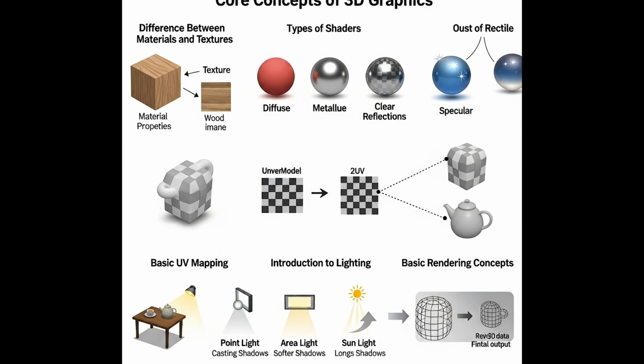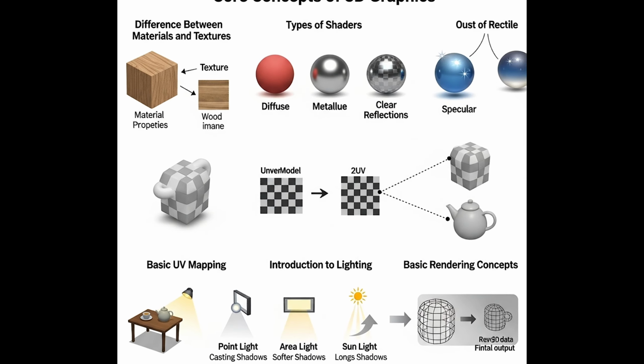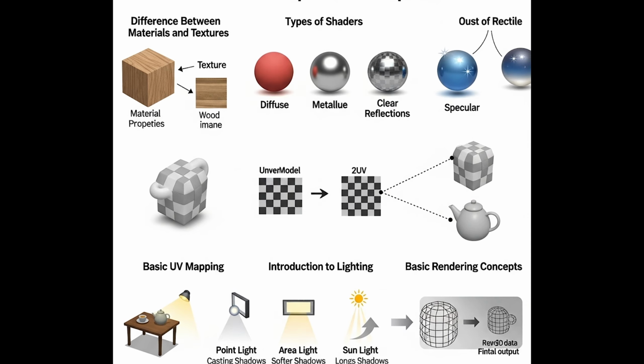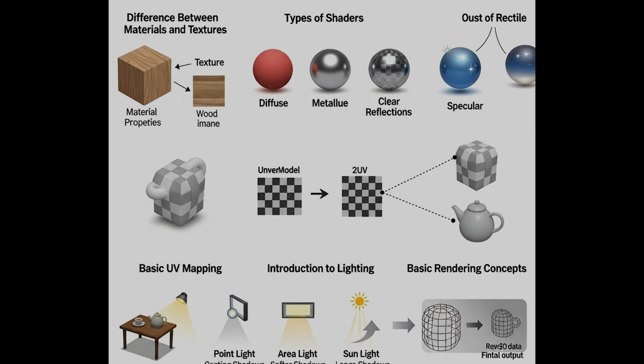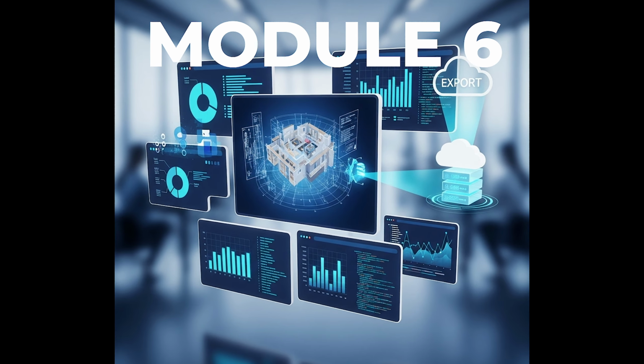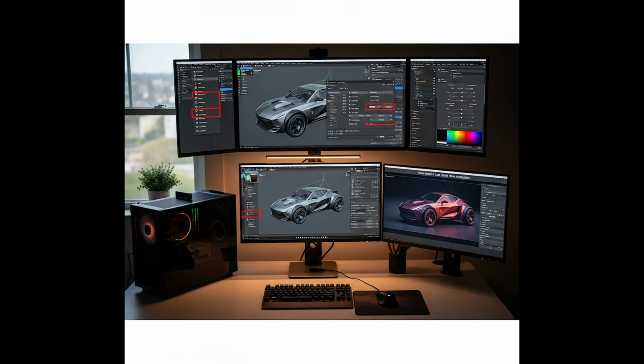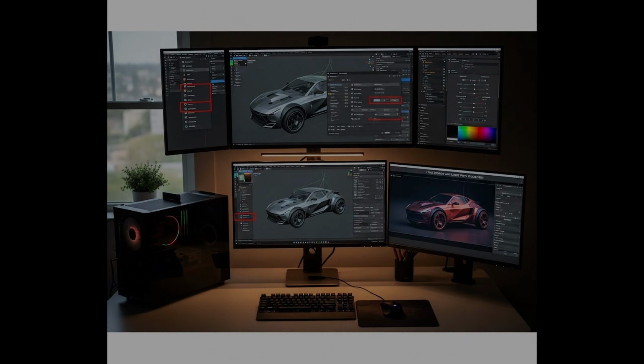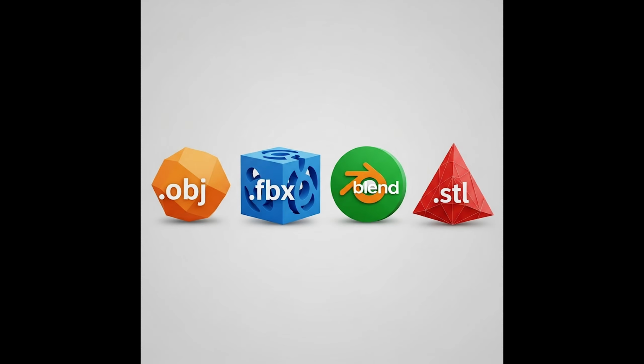Basic rendering concepts. Hands-on activity: apply simple materials to a model. Create a lit scene and render a static image. Module 6: Export and presentation. Objective: prepare the model for export and presentation. Contents: file formats: OBJ, FBX, Blend, STL.